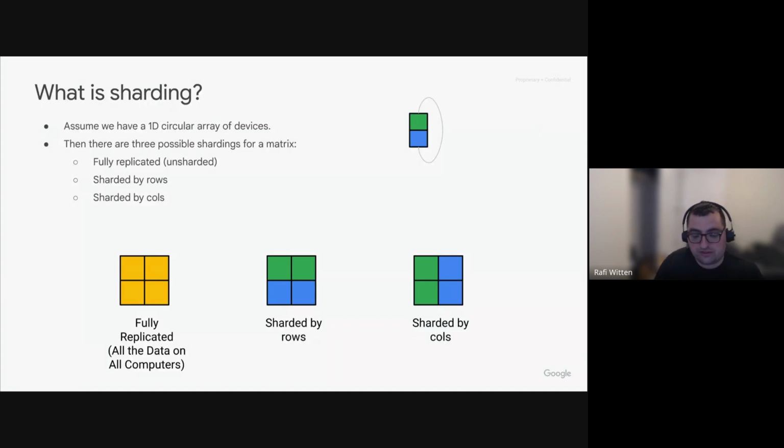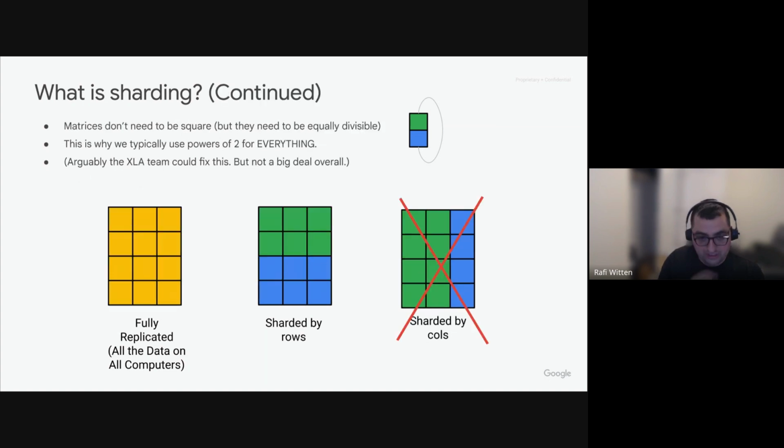So here we have a particular sharding. We have green and blue, and we have two devices. And then this tensor, which is 2 by 2, we can imagine sharding any way of these three ways. So we can replicate it onto all the hosts, all the chips in yellow. We can put it onto the rows, or we can put it onto the columns. I'm going to show just one more example.